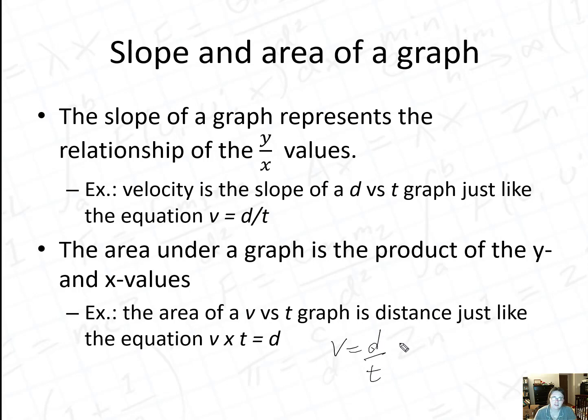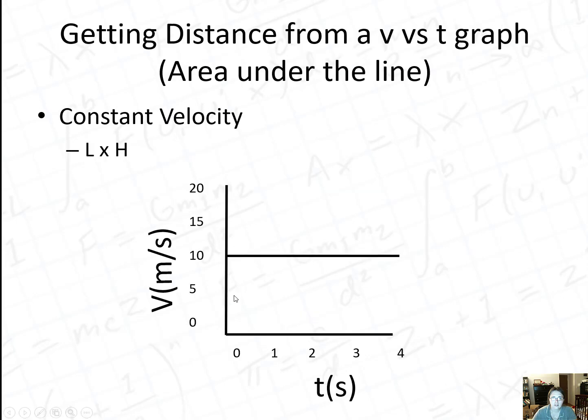And this just comes from the distance versus time graph. But now we want the distance. So we multiply t on both sides, and we get distance is equal to velocity times time. And that's the same as this equation here. So that equation is actually the same as the area under a velocity versus time graph.